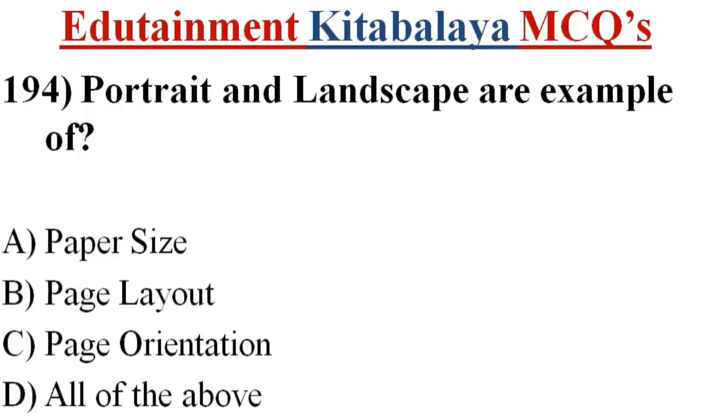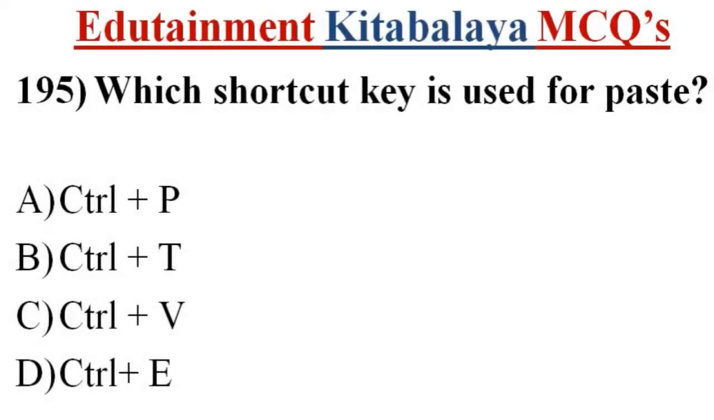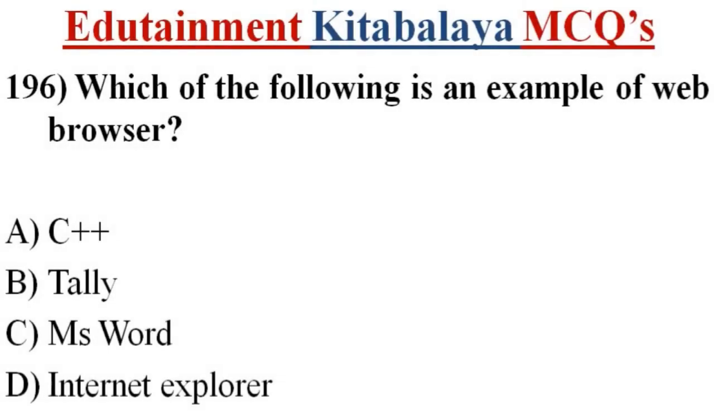Question number 194. Portrait and landscape are examples of A. Paper size. B. Page layout. C. Page orientation. D. All of the above. Correct answer is C. Page orientation. Question number 195. Which shortcut key is used for paste? A. Ctrl+P. B. Ctrl+T. C. Ctrl+V. D. Ctrl+E. Correct answer is C. Ctrl+V.